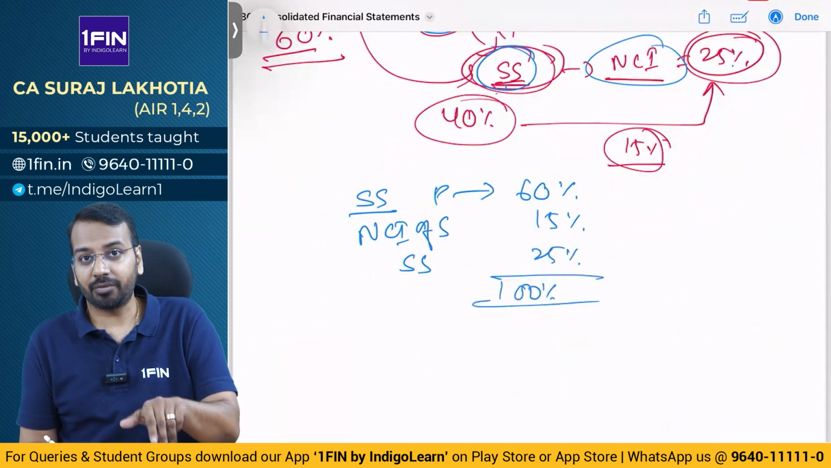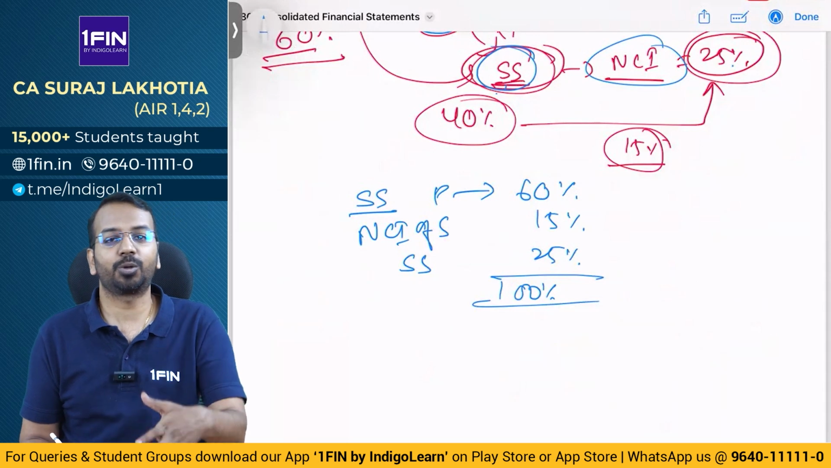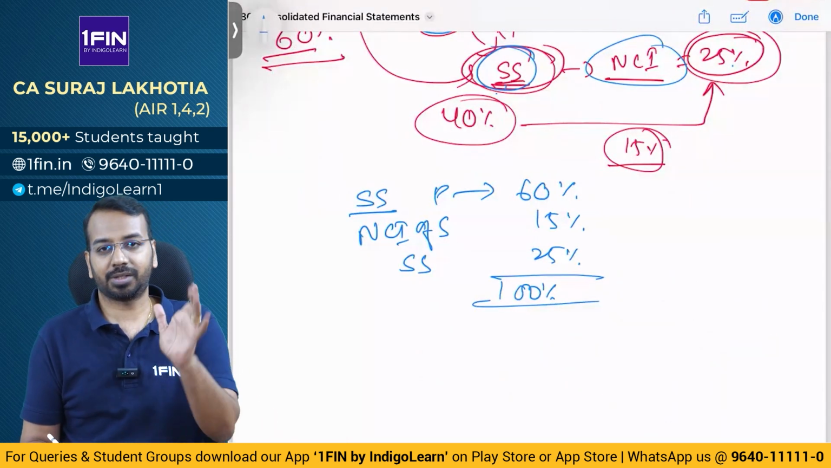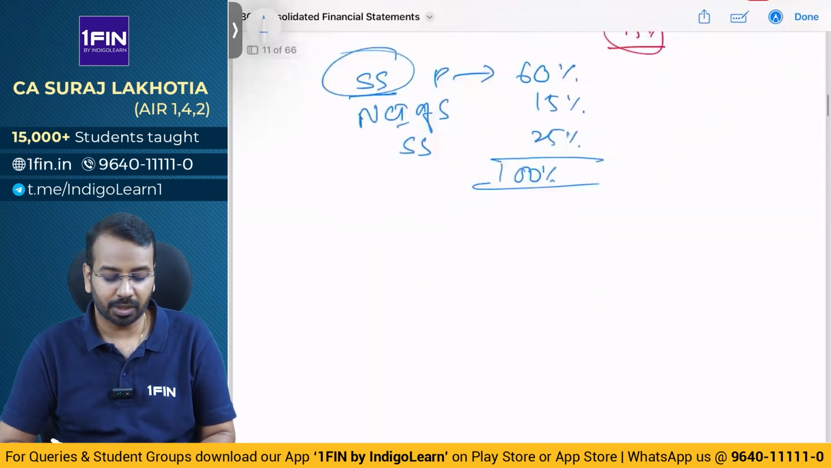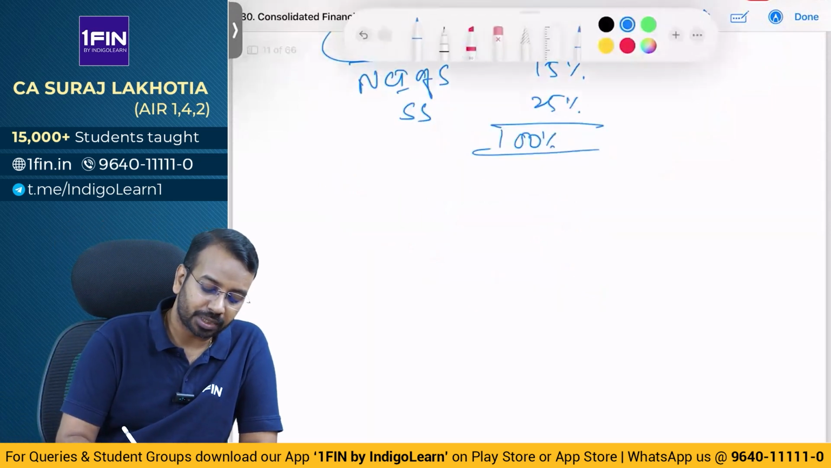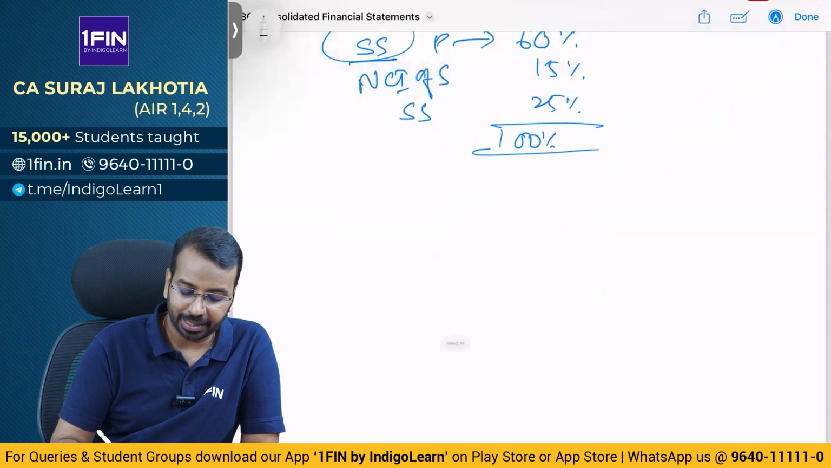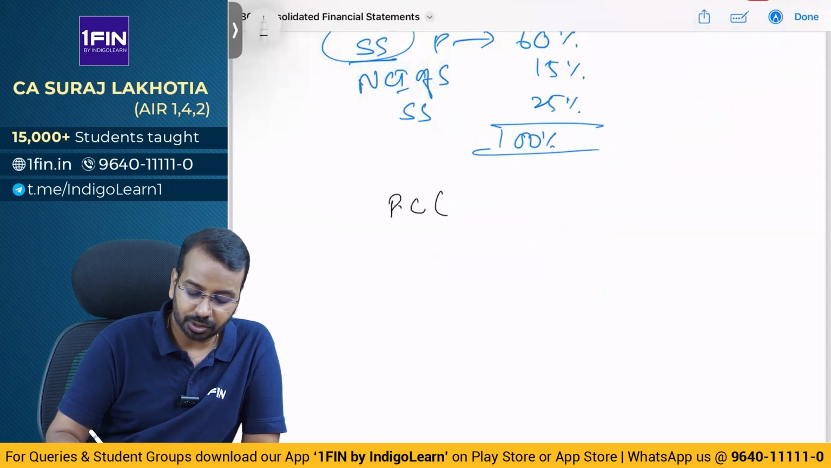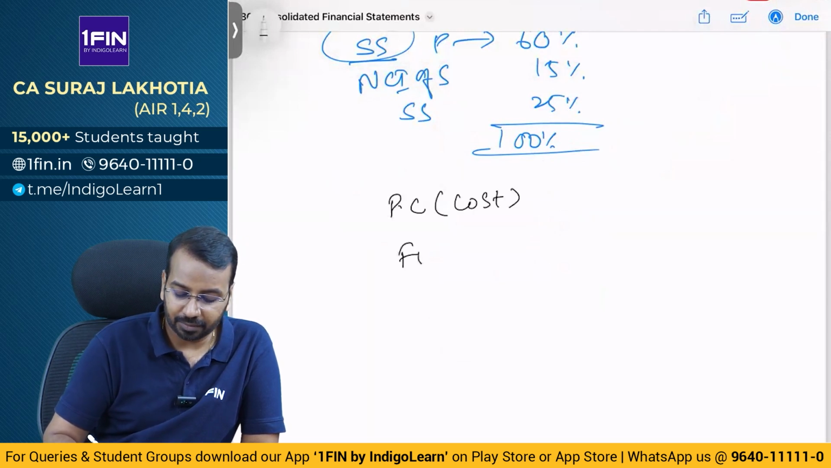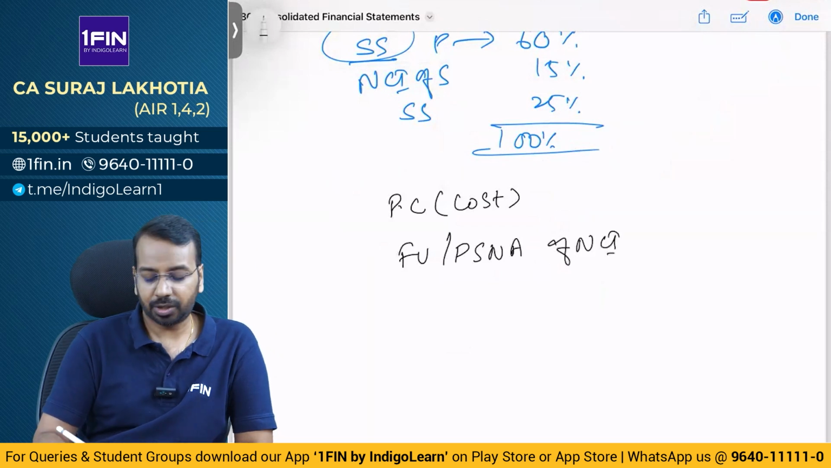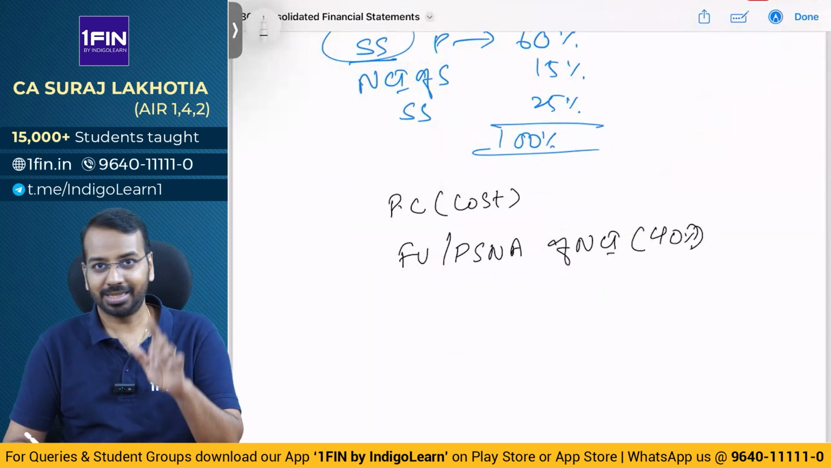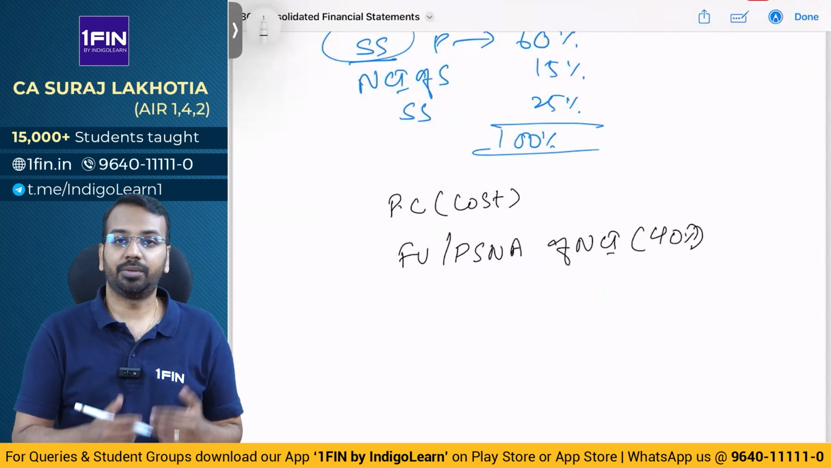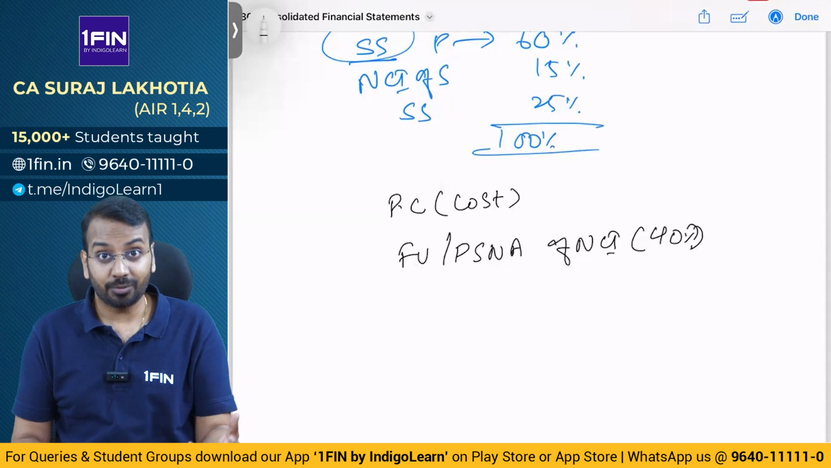Now, as far as calculation of goodwill is concerned, all of you know how to calculate goodwill or capital reserve for the first subsidiary. Now, when it comes to calculation of goodwill or capital reserve of SS, how do we do that? Normally, when we have to calculate goodwill or capital reserve, what do we take? We take purchase consideration or cost, and we take fair value or proportionate share in net asset of NCI. Now, here NCI is how much? 40%. Okay. Now, in this particular question, they have said take face value as the fair value.